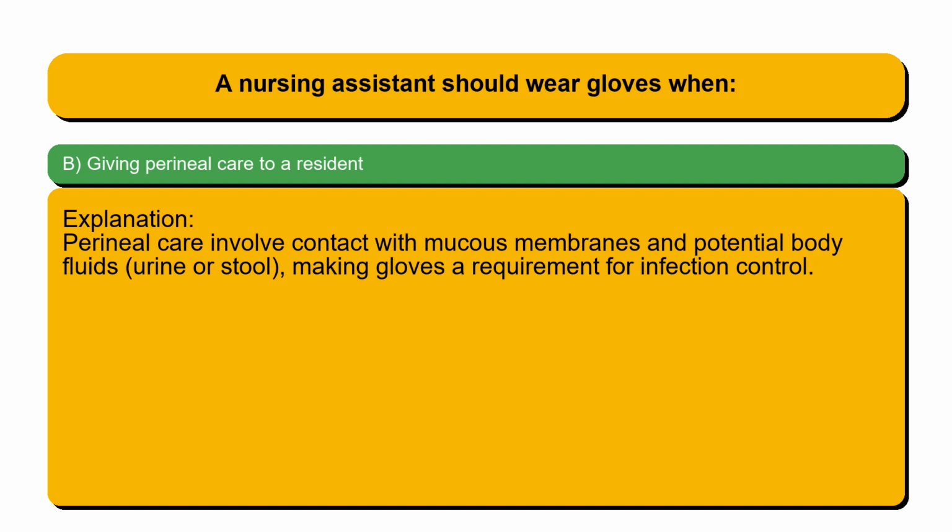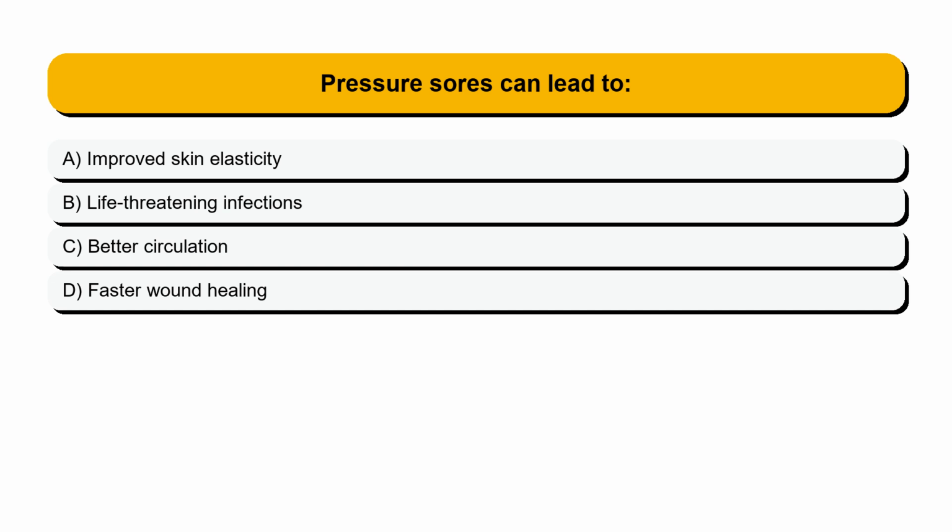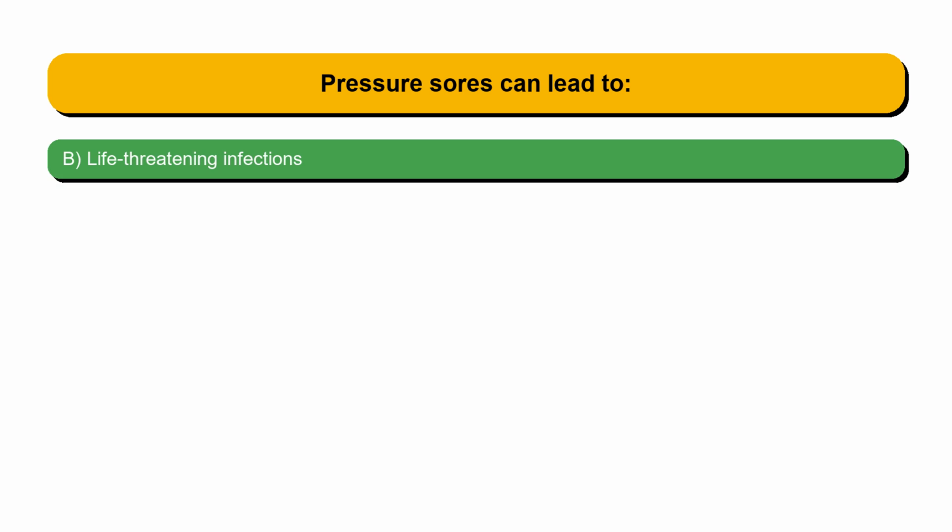making gloves a requirement for infection control. Question 48. Pressure sores can lead to: Option A. Improved skin elasticity. Option B. Life-threatening infections. Option C. Better circulation. Option D. Faster wound healing. The correct answer is option B.